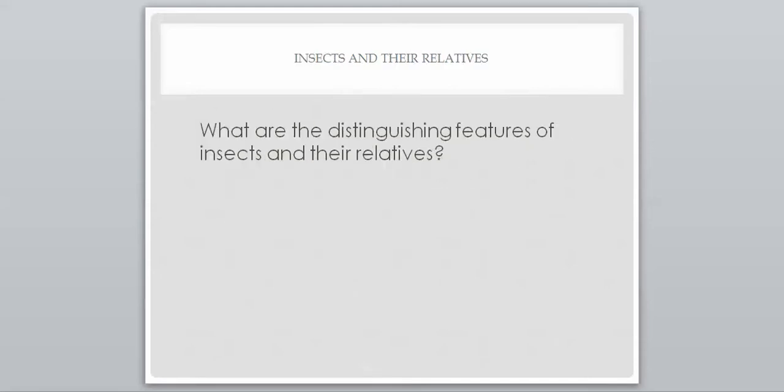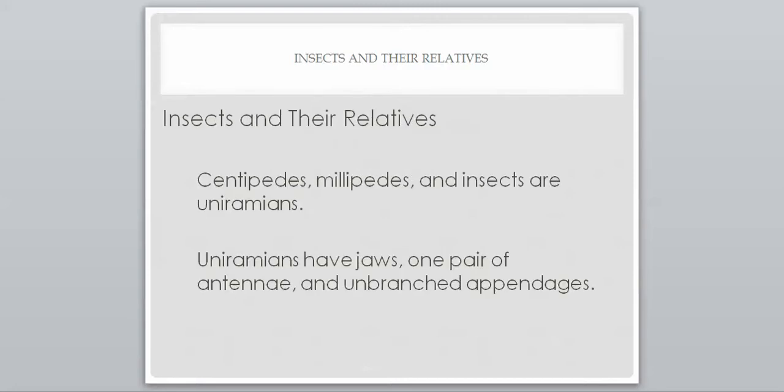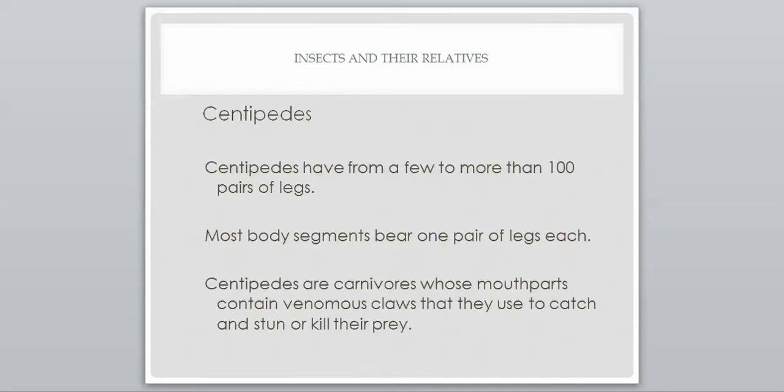Now we're going to look at the distinguishing features of insects and their relatives. They include centipedes, millipedes, and insects, and they're known as uniramians. You probably won't be asked to memorize this word, maybe just be able to identify it if you see it. They have jaws, one pair of antennae, and unbranched appendages, which we'll talk about more within the next couple days.